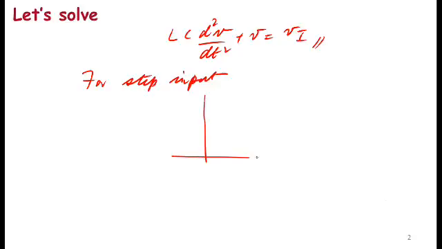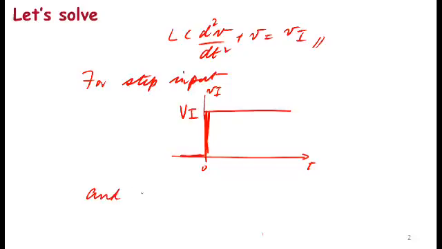So let me draw out a step input for you. That's 0, this is vi, and here's my step input, where at time t equal to 0, the value of the input vi steps from 0 to capital Vi volts. That's my step input.